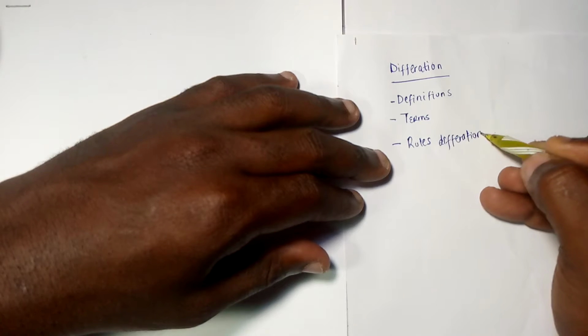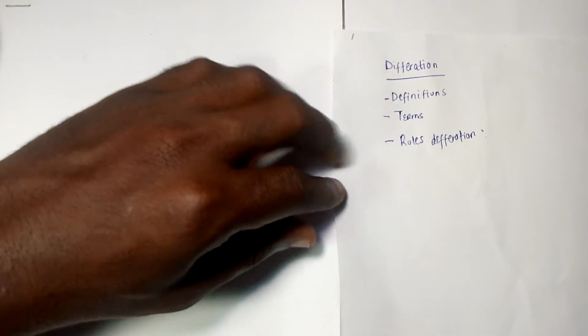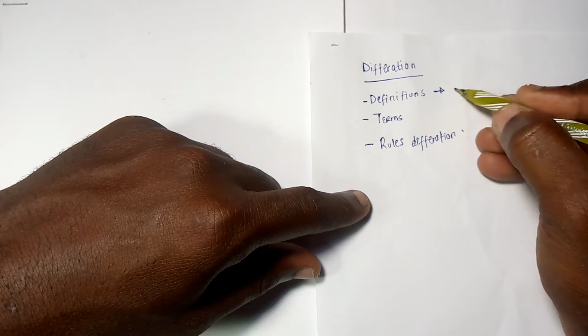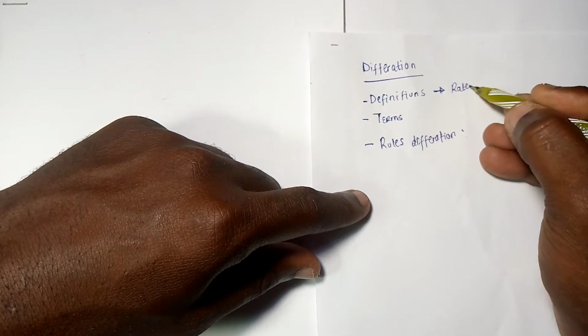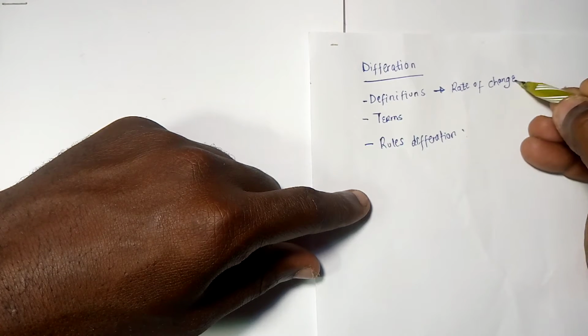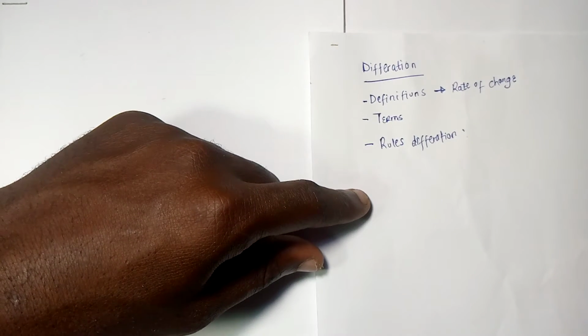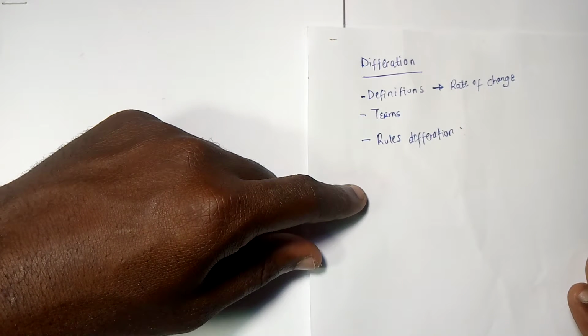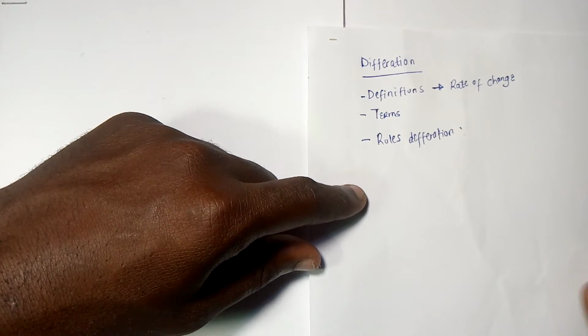So what exactly is differentiation? Differentiation is usually denoted as a rate of change. As I said, it all depends on something changing at what rate compared to another.